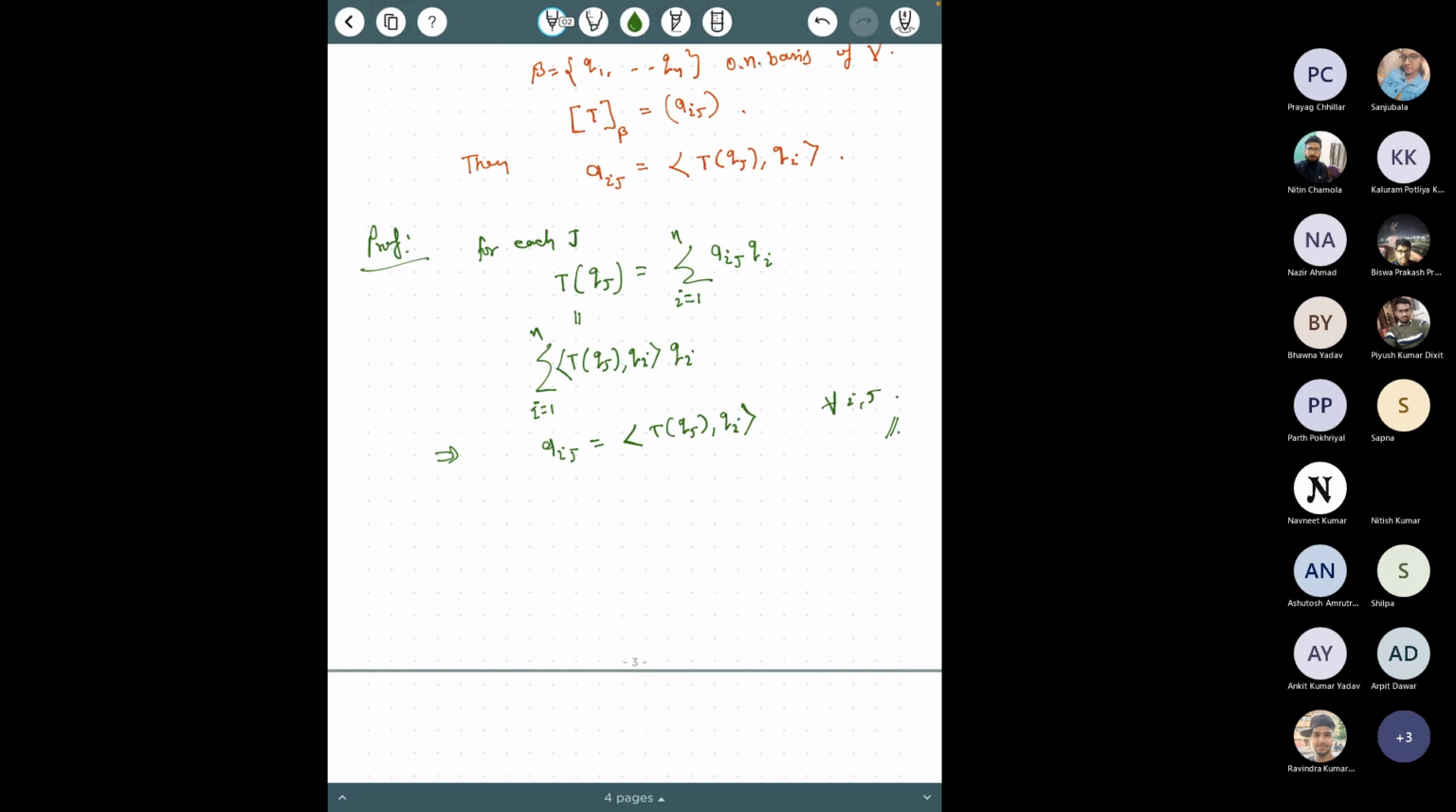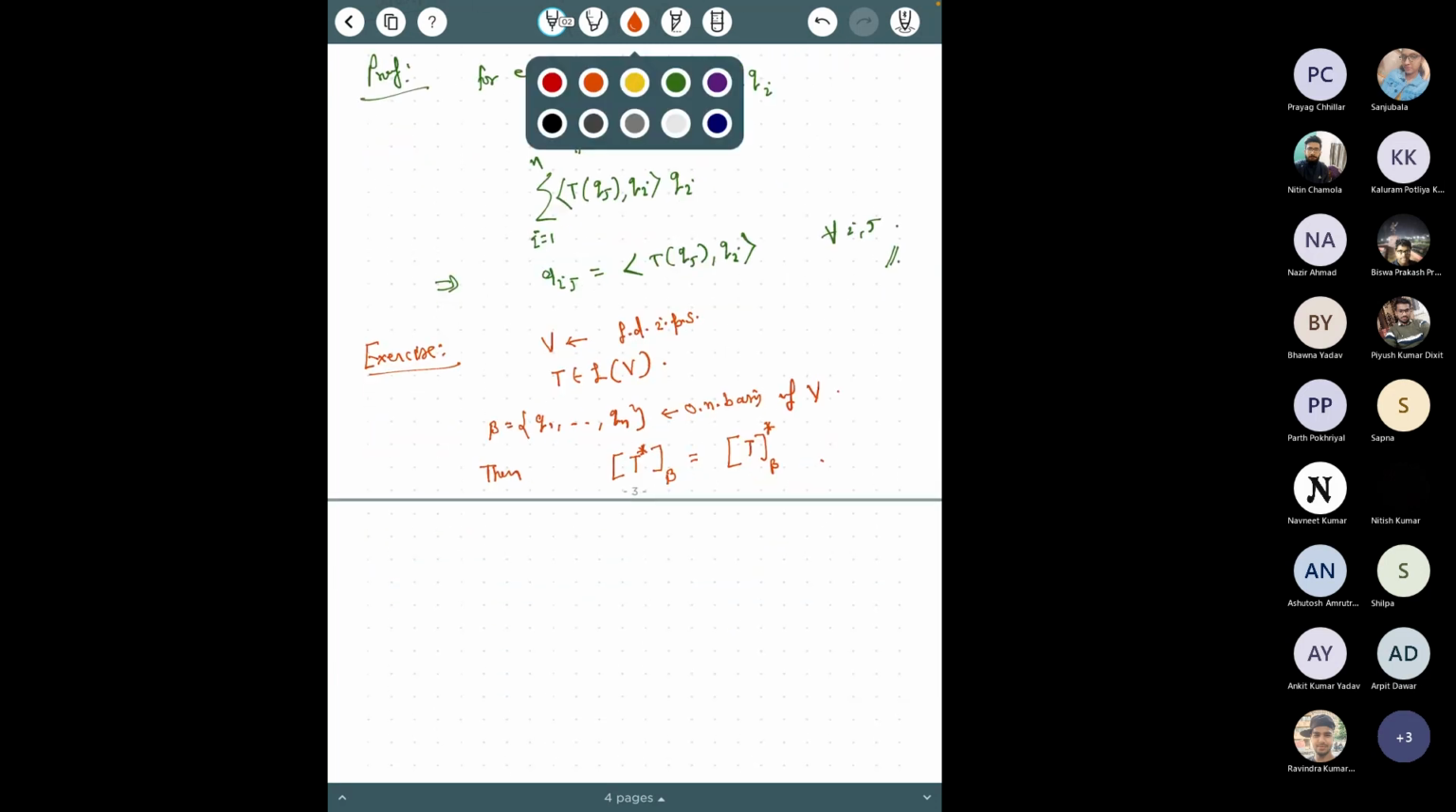Now, using this result, you can actually prove something, which I will give you as an exercise, so you can work it out. The exercise is the following. Suppose we have a finite dimensional inner product space V, and a linear operator T on V. Suppose that we have an orthonormal basis, let's say Q1 to Qn. This is an orthonormal basis of V. Then you can show that the matrix of T star with respect to this basis is the conjugate transpose of the matrix of T. Okay, this is an exercise. This is very easy. Let me give you some hints on how to do this.